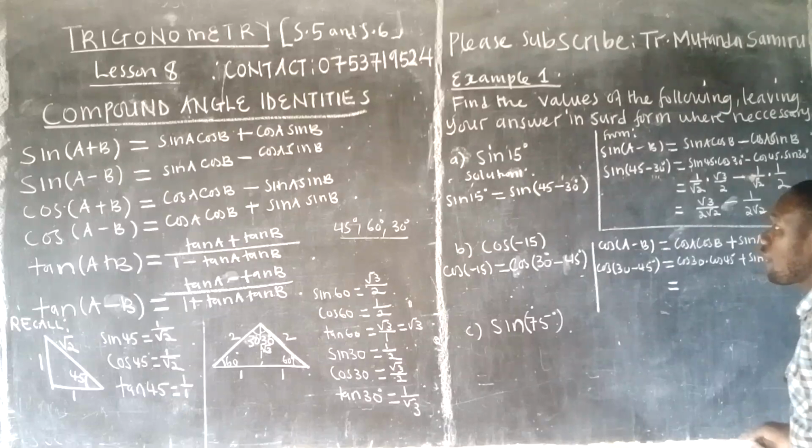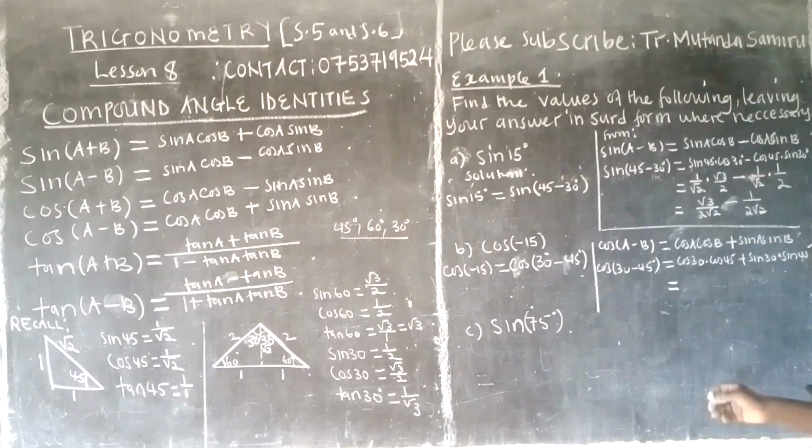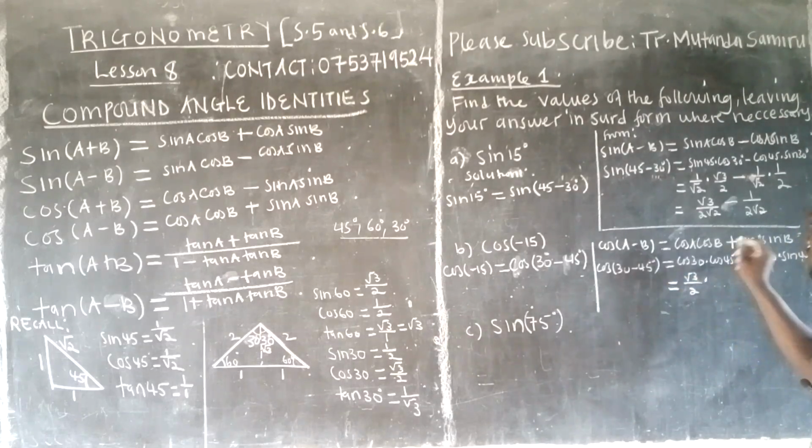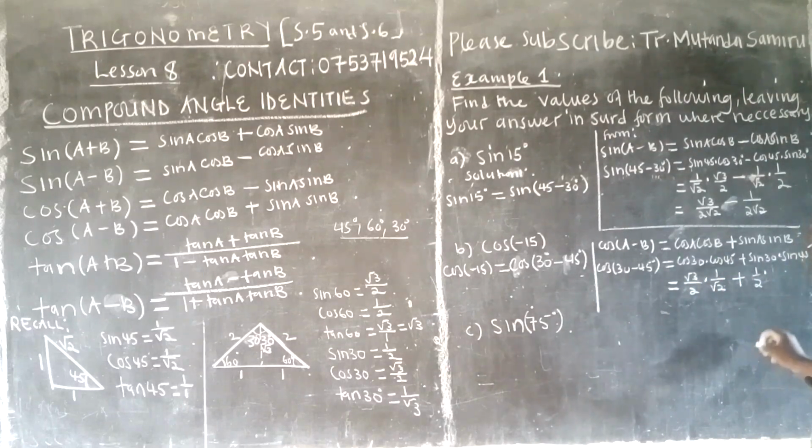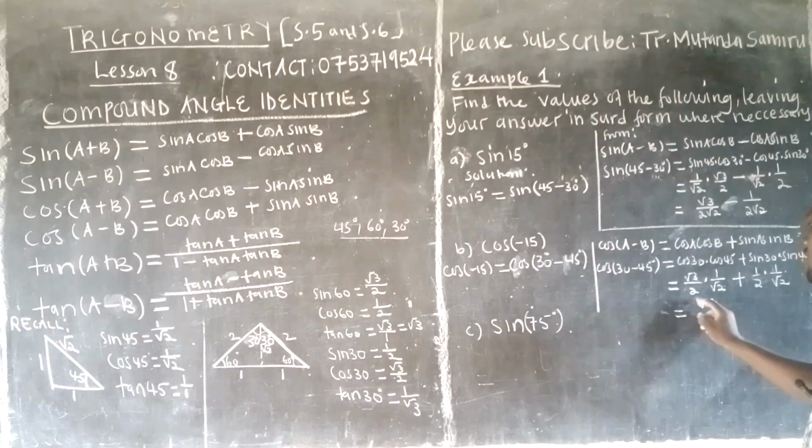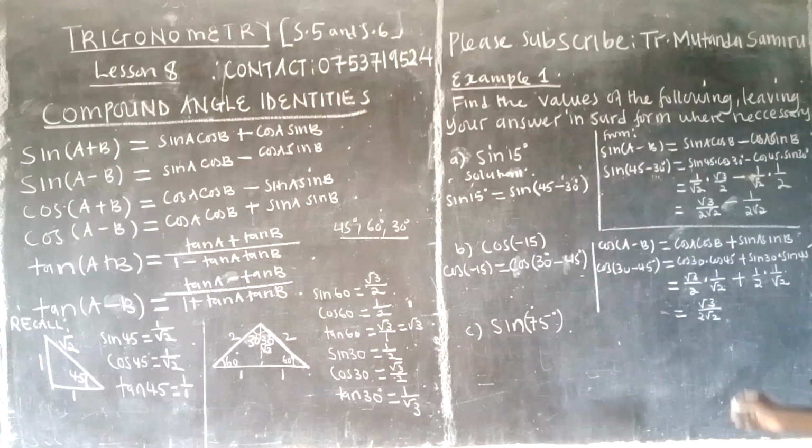Next, they said you have your answer in surd form, so you substitute. What is cos of 30? Cos of 30 is root 3 over 2 times cos of 45, which is 1 over root 2, plus sine of 30, a half, times sine of 45, which is 1 over root 2. So this one will now give us root 3 over 2 root 2, because 2 times root 2 gives you 2 root 2, not root 4, plus 1 times 1 gives us 1 over 2 root 2. As simple as that.